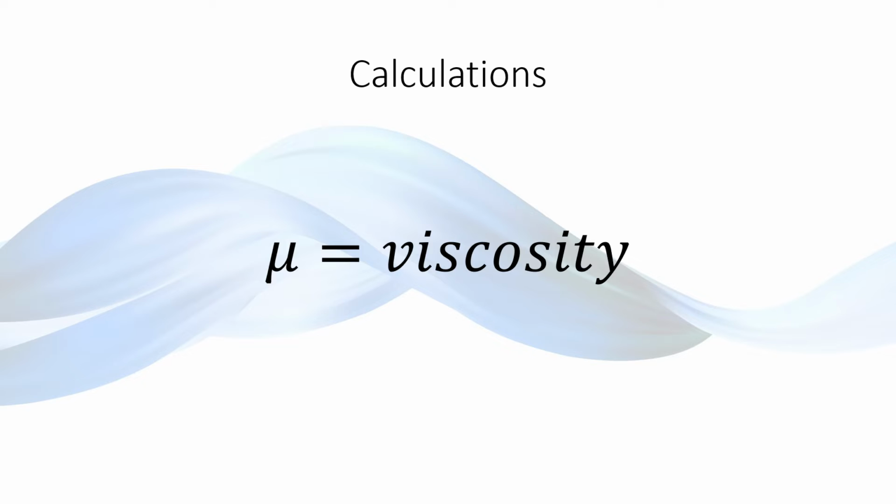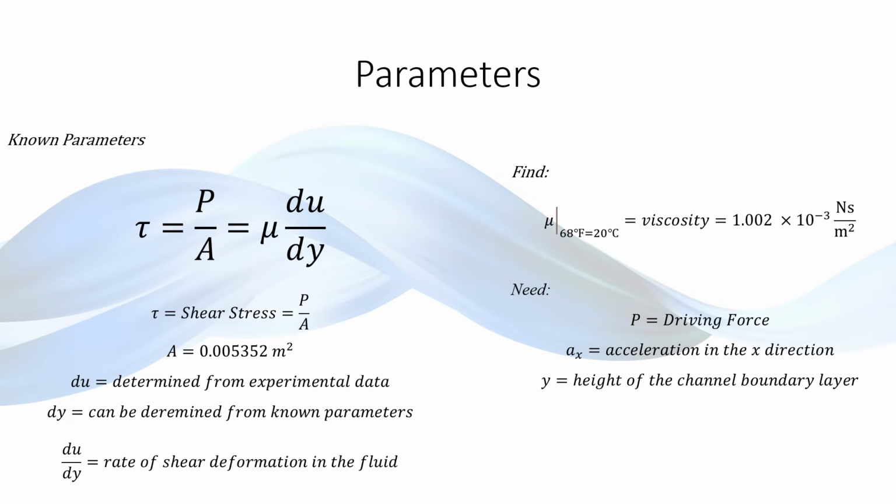Calculations. With all that out of the way, let's proceed to the fun stuff, the calculations. First, we begin by gathering all our known parameters. The method for validation will be to use Newton's relationship between the shear stress, viscosity, and velocity gradient, and break each of these terms down into parameters that we can either derive, measure, or calculate.